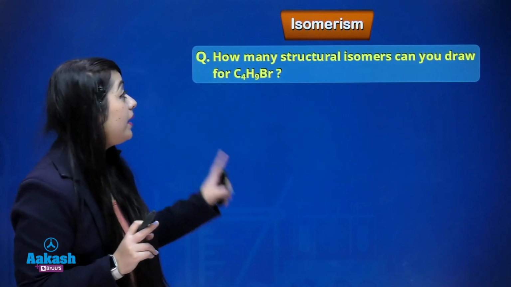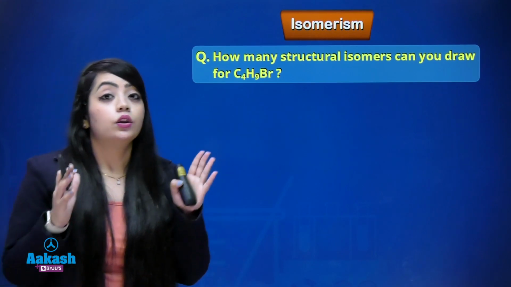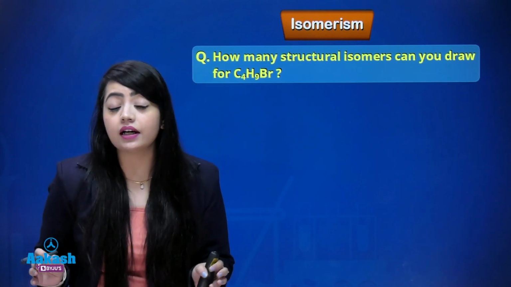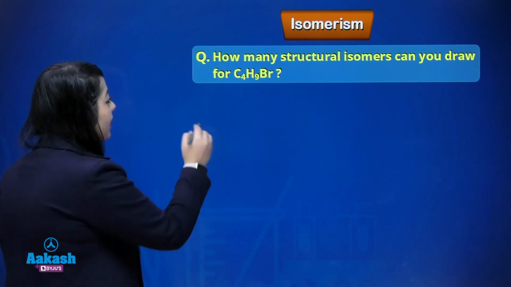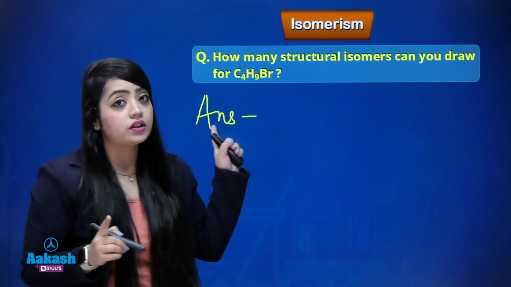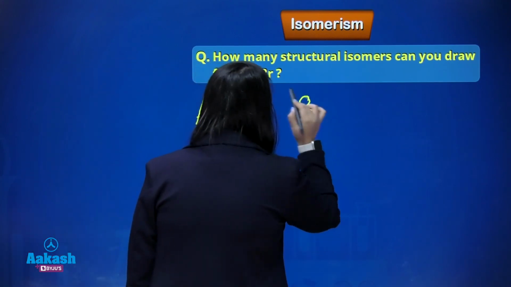Now, how many structural isomers can you draw for C4H9Br? So students, this question is given in NCERT. इसे बिल्कुल भी neglect नहीं करना because it can surely come in your boards as well. चलो, एक hint I will give you. You have to draw all the structural isomers of this compound, but I will tell you that how many structures would be possible.